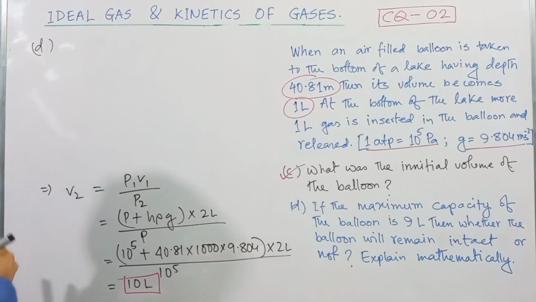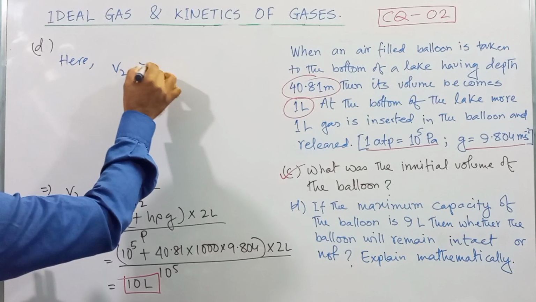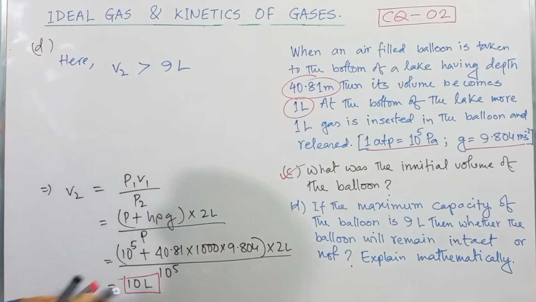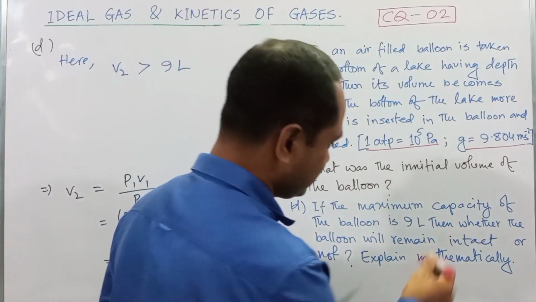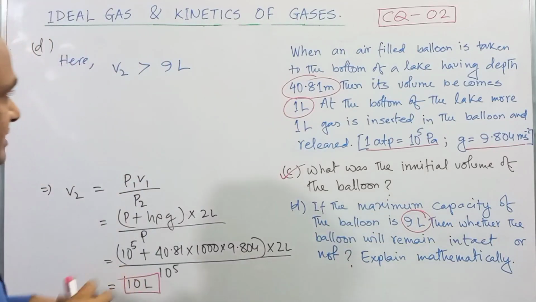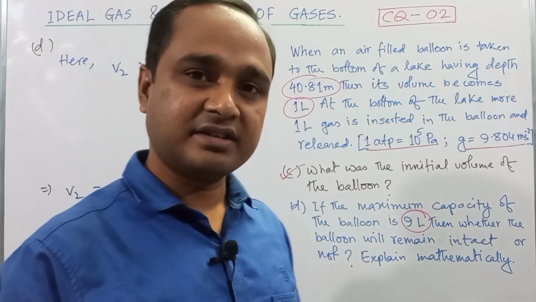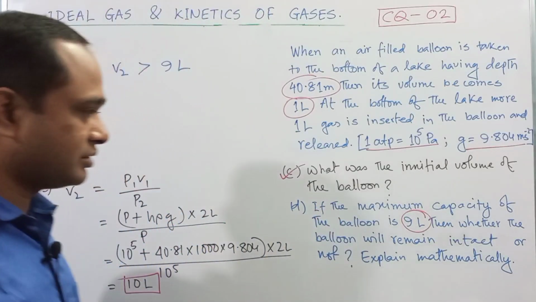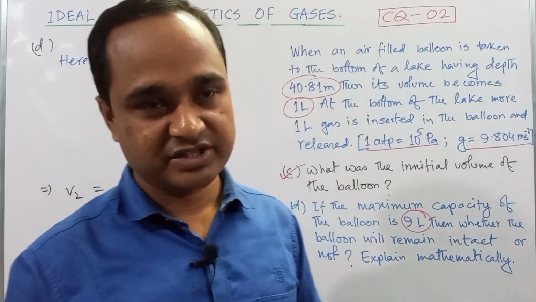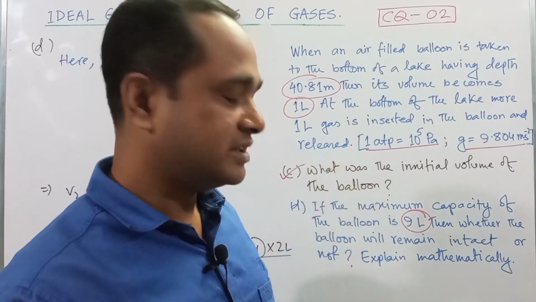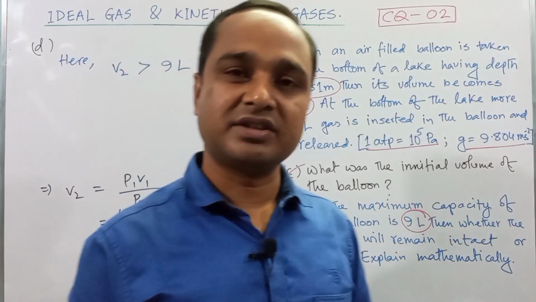Here V2 is greater than 9 liter, that is, the volume will be more than the maximum capacity of the balloon. So from the conclusion we can say that the balloon will be blasted, or it will not be intact, right? Dear student, I hope you got it. You have to practice this type of creative question for your upcoming exam, and I hope this creative question will help you a lot. If you practice this type of question, I think you will do better in your exam.